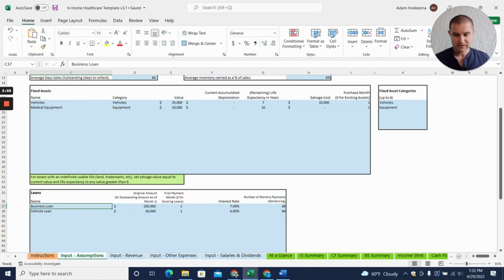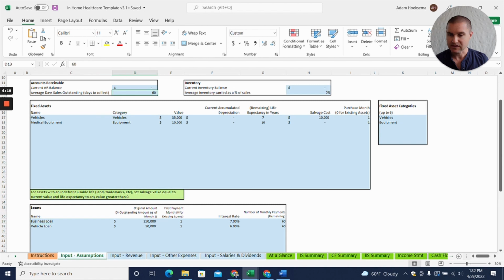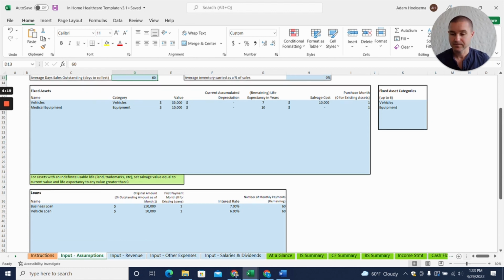We're also going to get a business loan of $250,000 to help cover payroll for providers because there's always going to be a delay between when you bill and when you get paid. And so here what you'll see is we're saying 60 days average days sales outstanding. So it's going to take you 60 days to collect is what we're assuming in the model. And then we also have a vehicle loan built in here.